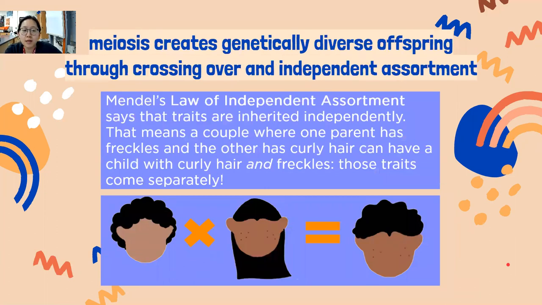Mendel's law of independent assortment also helps out with diversity and uniqueness, and it says that traits that are inherited independently will separate independently, right? So that means a couple where one parent has freckles and the other has curly hair can have a child with curly hair and freckles, or have a child that has no curly hair and no freckles, or a child that just has curly hair, or a child that just has freckles with straight hair. So these traits are all separate. They don't depend on each other to separate. So you can have any kind of combination of these traits on offspring. So they're independently assorted.